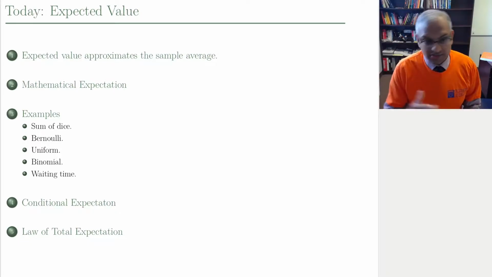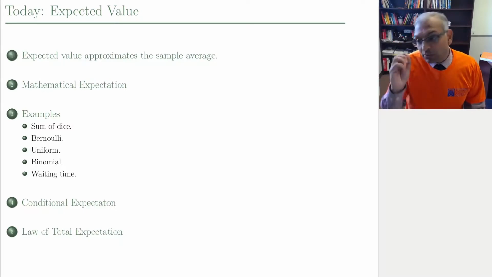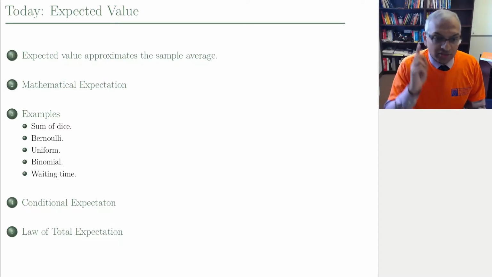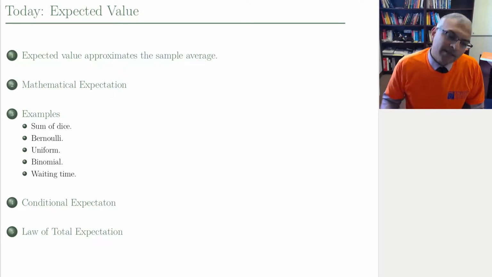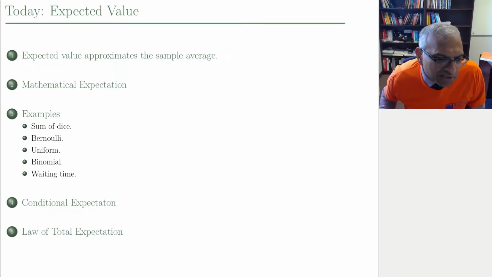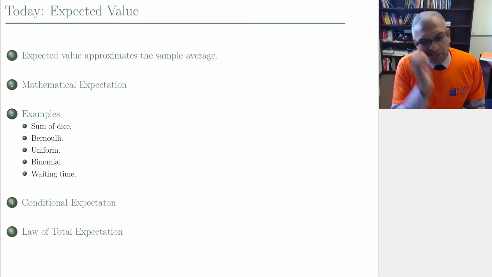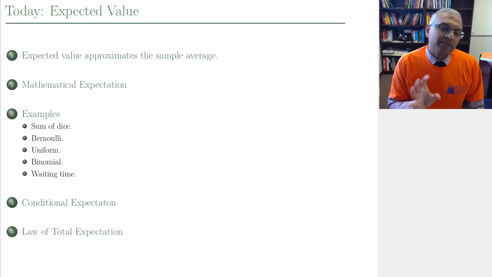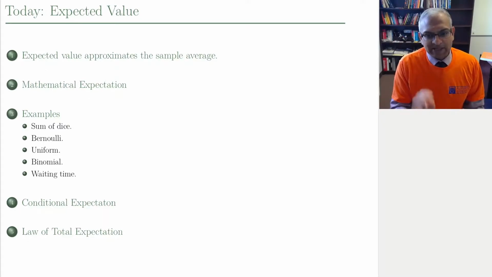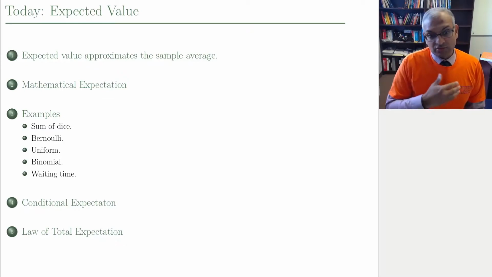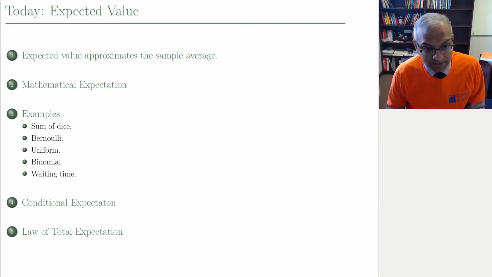Okay, and so we'll discuss a bunch of examples, starting with flipping coins, dice, and then we'll go to these 4 random variables: the Bernoulli, the uniform, the binomial, and the waiting time. And finally, we will talk about conditional expectation, okay, similar to conditional probability. Okay, and that'll introduce us to the law of total expectation, a very important law, just like the law of total probability, that allows us to compute expectations more quickly, and also it allows us to compute expectations using a build-up method. Okay, so let's talk about expected value.